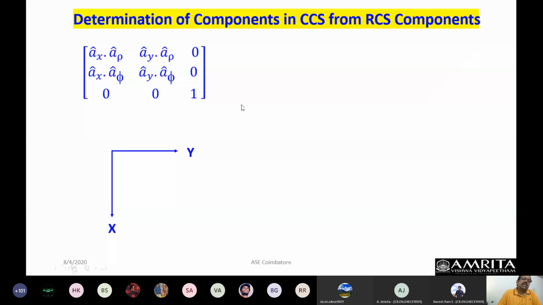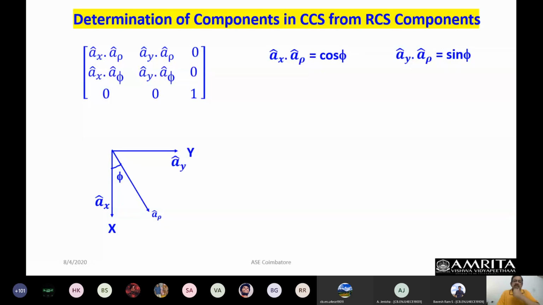And if I have, for example, AX hat dotted with A rho hat, then it is equivalent to mod AX hat mod A rho hat cosine of the angle between them. Okay, so therefore I can simply get this visualization done immediately, and this is very simple. AX·A rho hat is going to be along this cos phi direction, and AY·A rho hat is sin phi. Now the top row is constructed, that is cos phi over here, sin phi over here, and the remaining 2 are here.